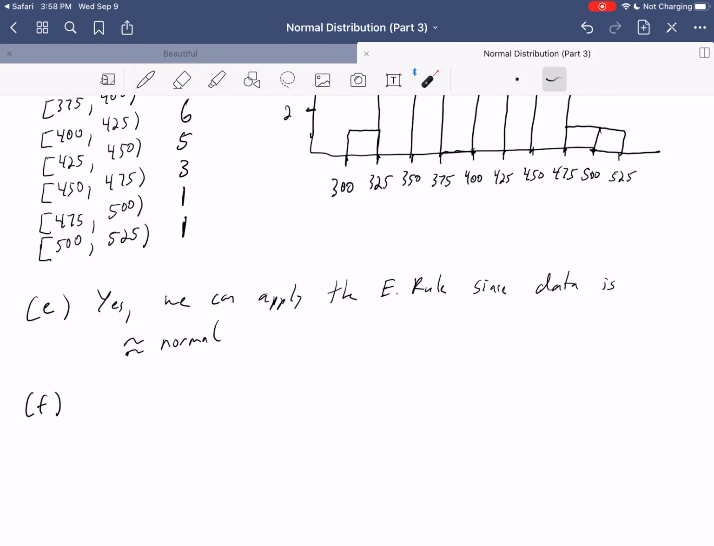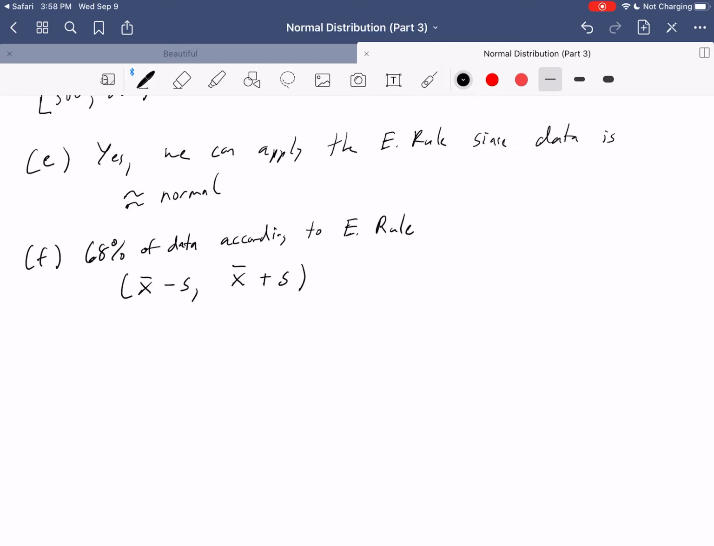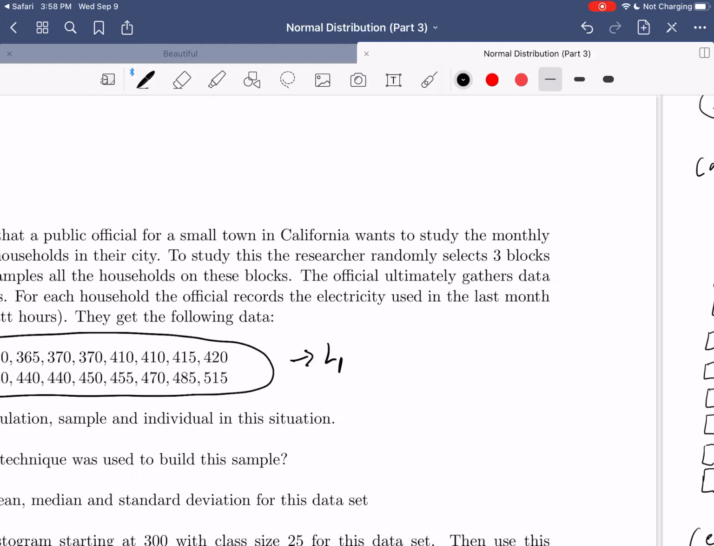Well, we know that that's going to be within one standard deviation. So 68% of data, according to the empirical rule, we know that that should be x bar minus s up to x bar plus s. So that would give us one standard deviation from the mean. We can plug in those values.